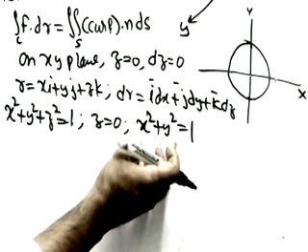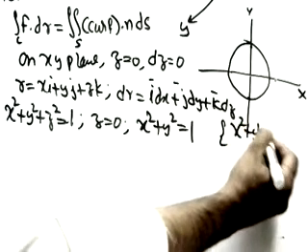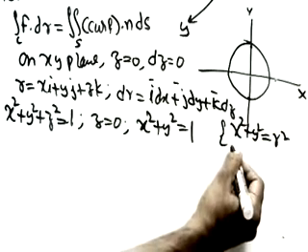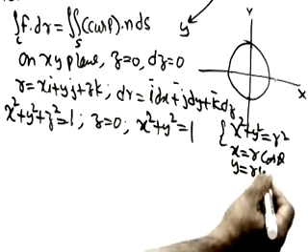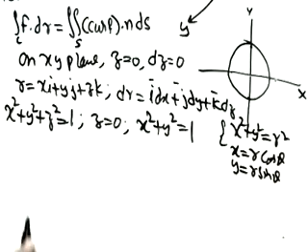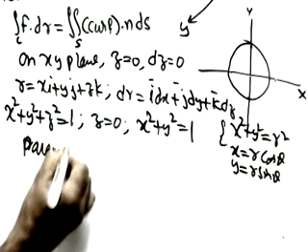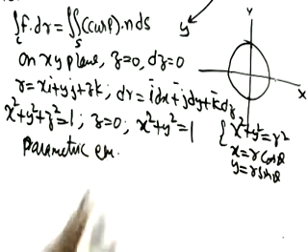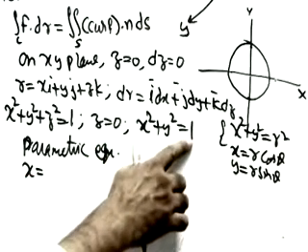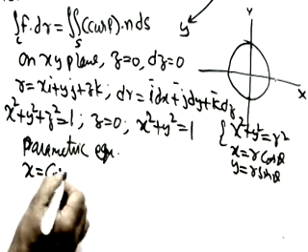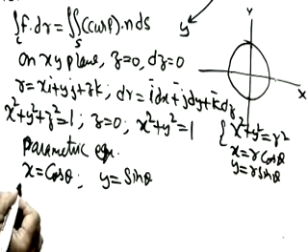For the circle, we are going to solve by using the parametric equation. In the previous classes, you have seen, suppose we have the circle x squared plus y squared equals r squared. Its parametric equation will be x equals r cos theta, y equals r sin theta. Here r is 1, so x equals cos theta and y equals sin theta.